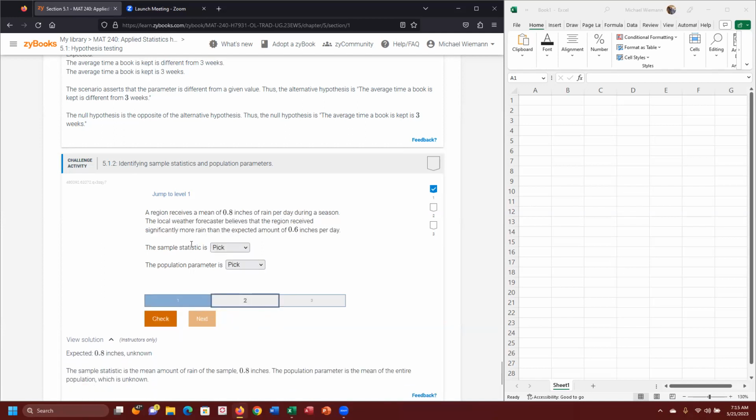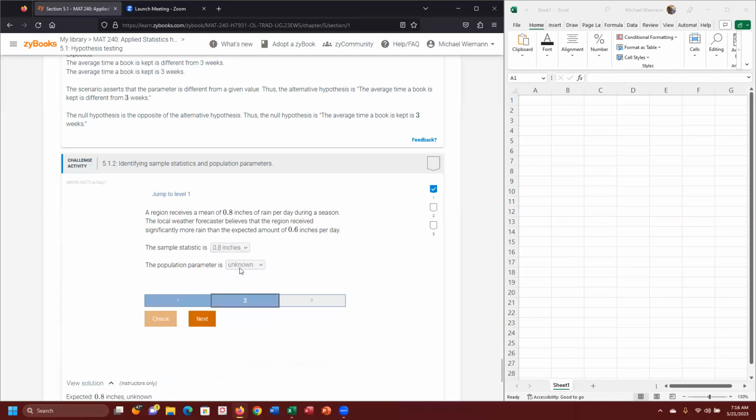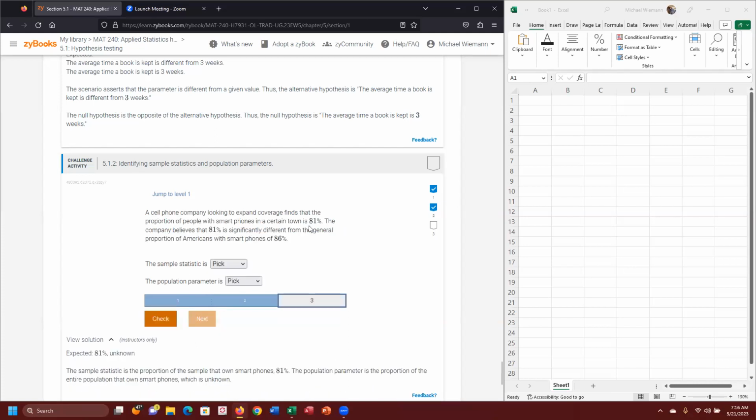Same song, different verse. For the sample statistic, it says a region receives a mean of 0.8 inches of rain per day. The local weather forecast believes the region receives significantly more than the expected amount of 0.6. So the region, that was what was observed. That came from the sample that was observed in that case, which is 0.8. Relative to the information presented here, we do not know what the population parameter is. So I'm going to select unknown on that one, check it, and notice I've got the correct answer on that one.